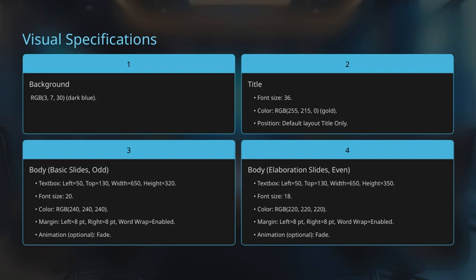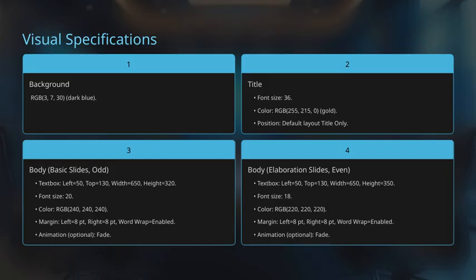Moving on to the body text in basic slides, the text box is positioned at 50 pixels from the left and 130 pixels from the top, with a width of 650 pixels and a height of 320 pixels. The font size here is 20 points, making it quite readable, and the text color is a light gray, with RGB values of 240, 240, 240.